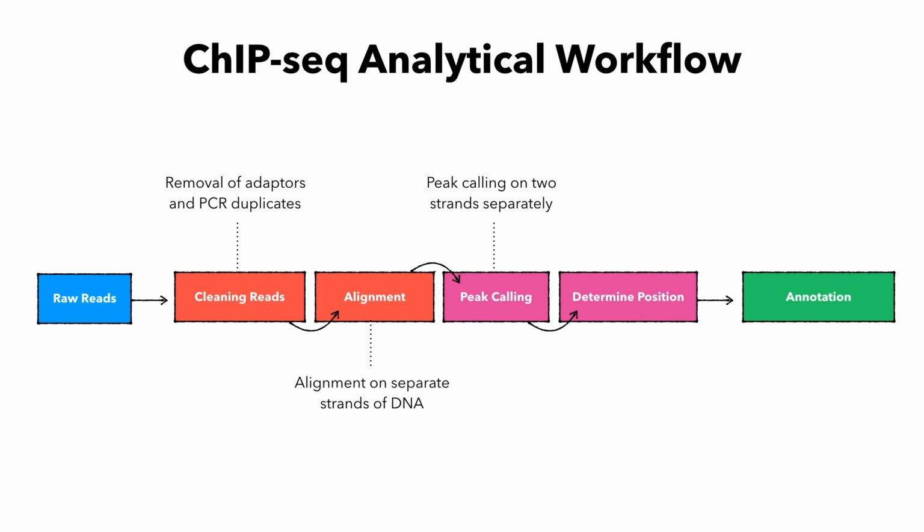Peak calling is performed on the two strands separately, which leads to the next step, determining the position of the POI center by shifting the positive and negative strand reads and identifying the intersecting segments. Finally, the intersecting segments are annotated and marked as positions where the DNA was wrapped around a POI.